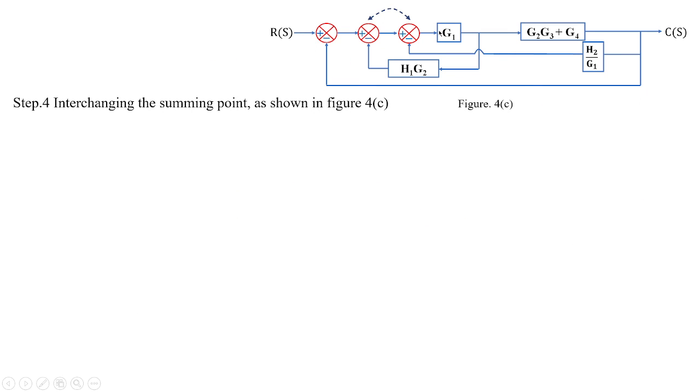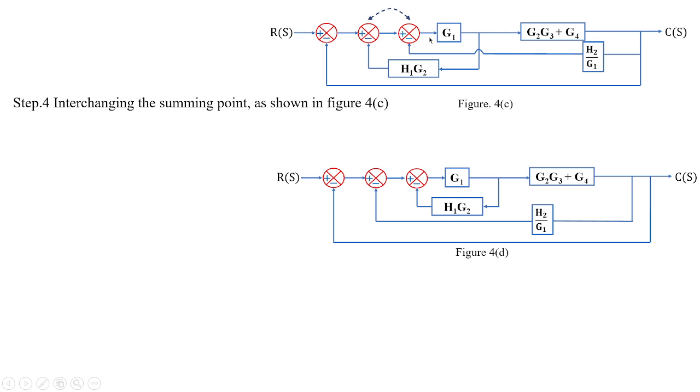So with this, the summing point is changed. When you're changing the summing point, that particular block, which is nothing but H2, gets divided by G1. This is another important reduction technique of moving a summing point from right to left, that is H2 divided by G1. This is an important point. Then you can interchange these two summing points such that G1 has the feedback of H1 G2, and you can have the overall parameter shown in this figure, which can be eliminated with the help of negative feedback H2 by G1.